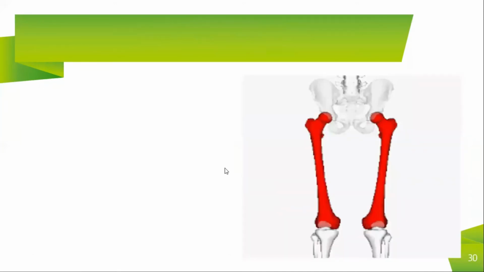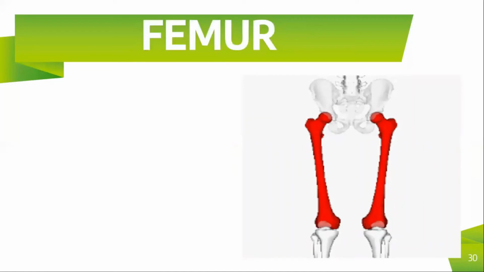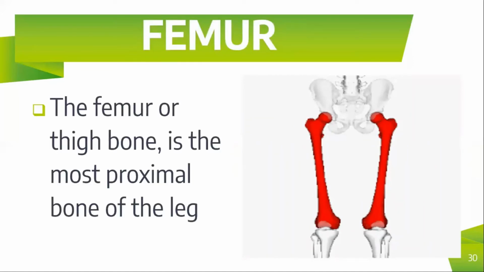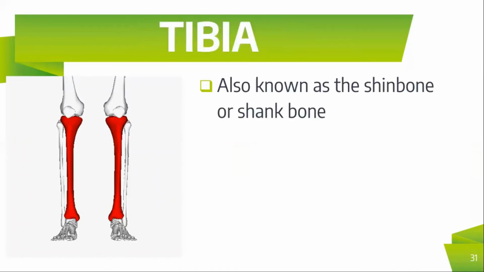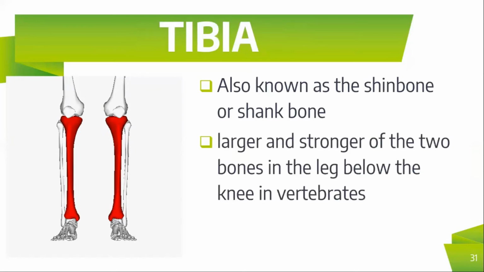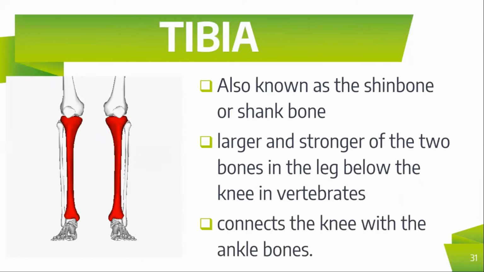Going down, we have the femur. The femur or the thigh bone is the most proximal bone of the leg, and is considered to be the longest. Attached to it is the tibia, also known as the shin bone or shank bone, the larger and stronger of the two bones in the leg below the knee. It connects the knee with the ankle bone.